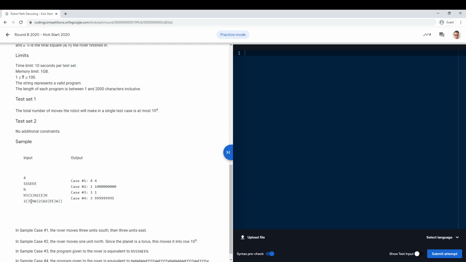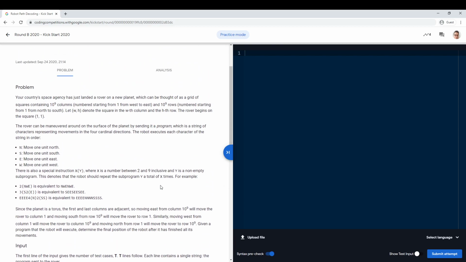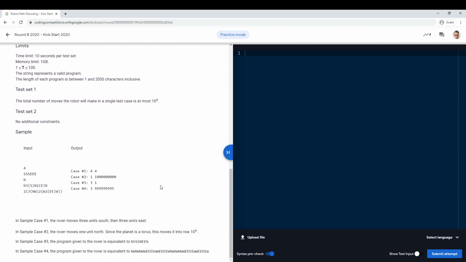So what we're going to do is, for every parenthesized pair, calculate the coordinates that it takes us to, and then we can just multiply instead of running all the instructions, and that will take us from exponential time to linear time. The parsing here is slightly annoying, I guess.